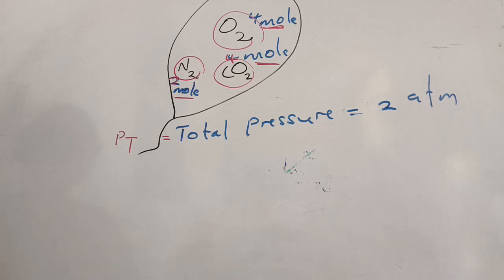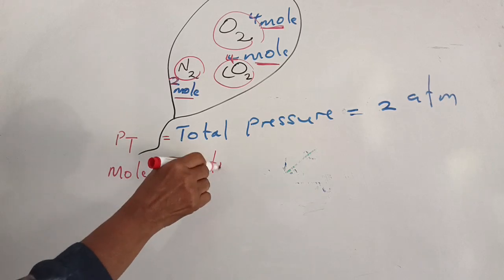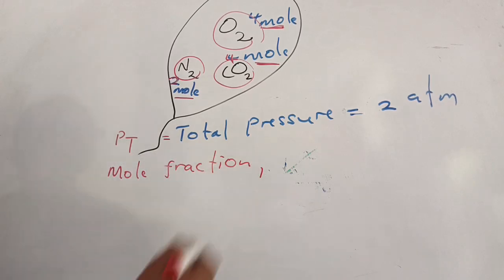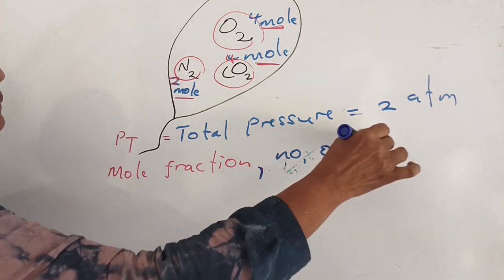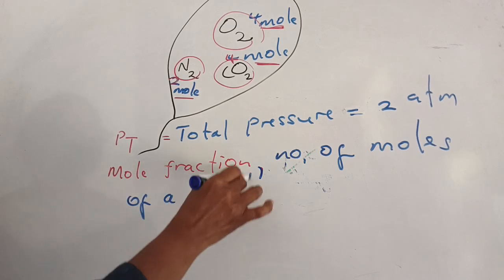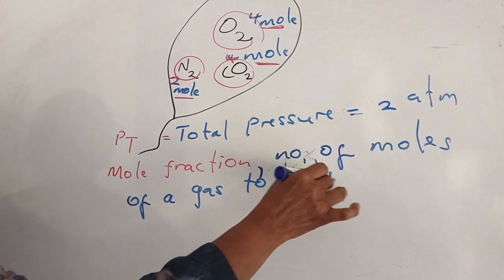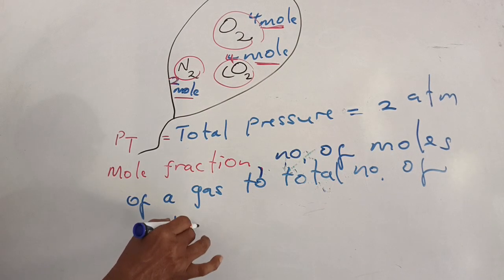In this mixture of gases, we can find a new term called mole fraction. The mole fraction is equal to the number of moles of a gas divided by the total number of moles in the mixture of gases. It's a ratio.